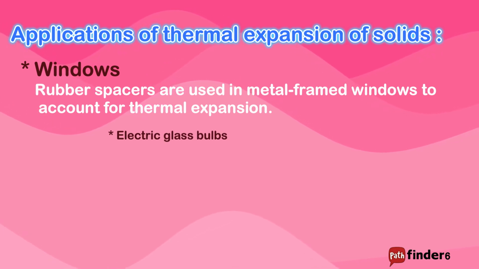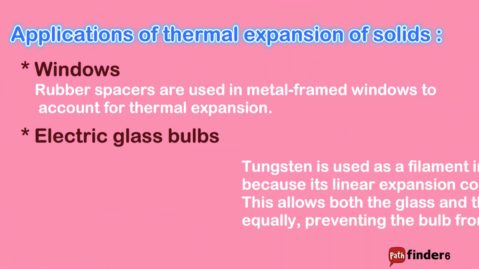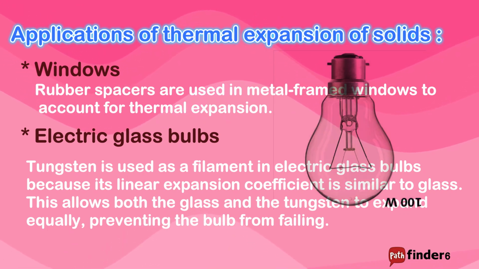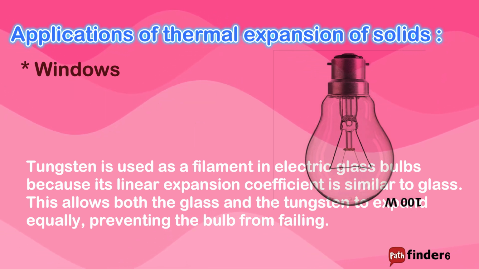Electric glass bulbs. Tungsten is used as a filament in electric glass bulbs because its linear expansion coefficient is similar to glass. This allows both the glass and the tungsten to expand equally, preventing the bulb from failing.